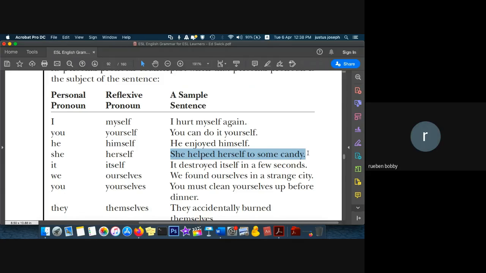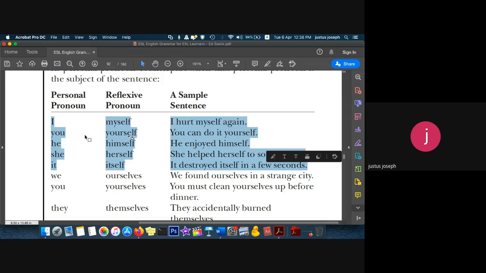She got some candy for herself. Very good. That's what it means. She helped herself to some candy. That's a very nice way of saying that. Now all of these, the ones that I've highlighted right now.